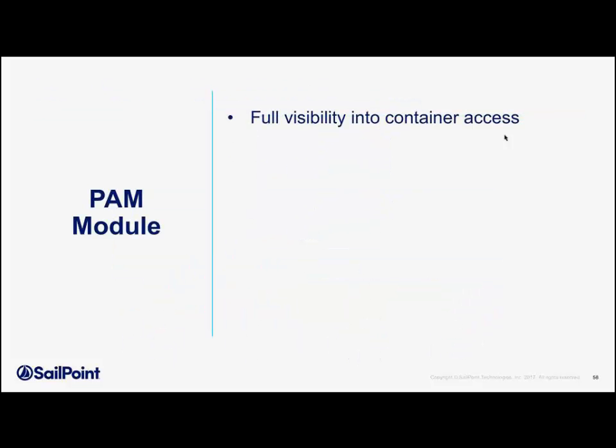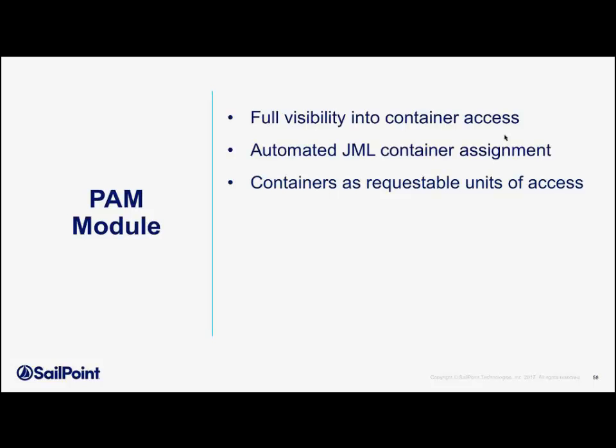It means providing full visibility into those container access, right? Allowing specific users to pivot from an identity-centric view in identity to a container or vault-centric view. Right? This is what we need to do. The vault is a system of access. We can pivot in the PAM module to look at that access in a very vault-specific way. It means providing automated join, move, and leaver functions for the container assignment. It means making containers requestable units of access, right? So they appear in our access request, just like everything else, ready for our role engineering and self-service access request functions. It means providing full container composition and assignment certification.